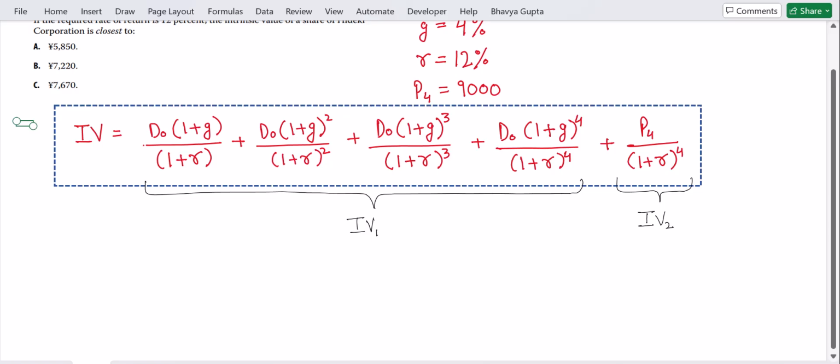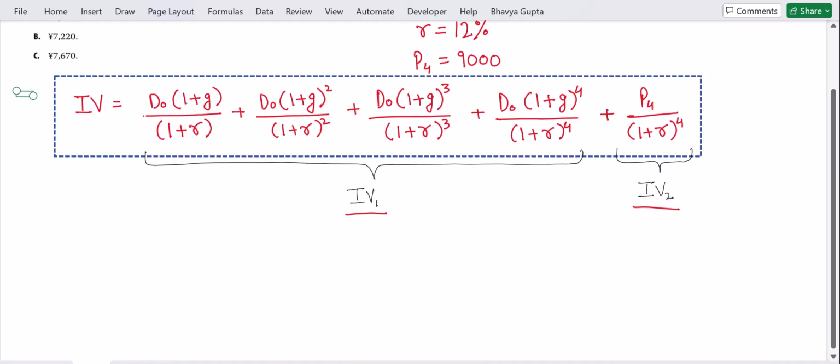We will divide this intrinsic value into two parts, solve for them separately, and then combine them. So the first part will be this one, which will be IV1, and this will be IV2. IV1 will be the present value of all the dividend benefits of the future, and IV2 will be the present value of the price we will get at the end of the 4th year. So solving for IV2 is easy, right? It is straightforward. Let's solve for IV1 and derive a shorter formula which we can directly use in the examination.